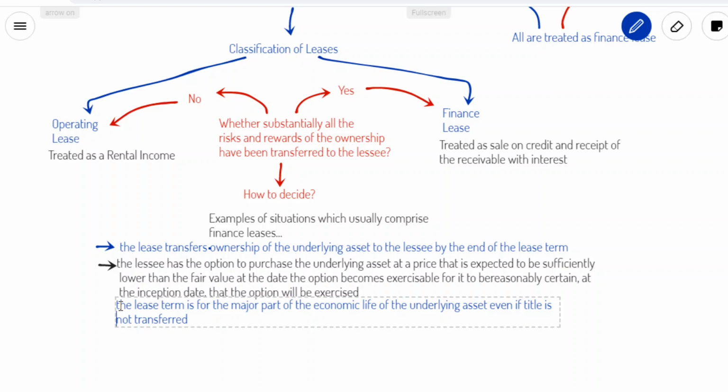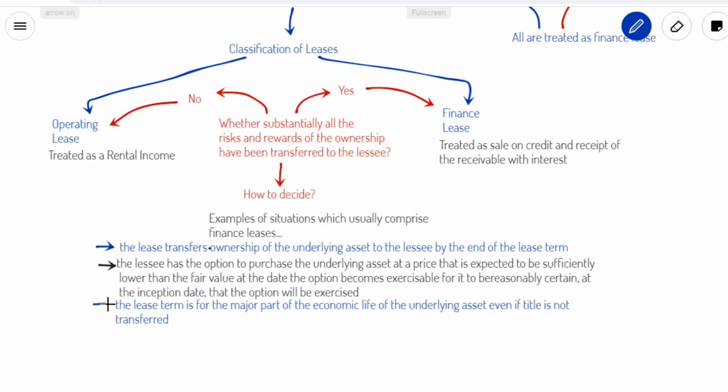But in this case, we are saying that if, for example, the lease term is for 9 years and the life of the asset is for 10 years, then, and obviously life of the asset means the non-cancelable period where the lessor cannot interrupt the use of the asset.